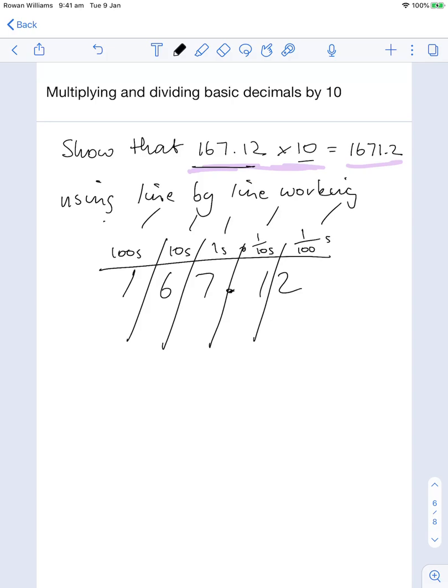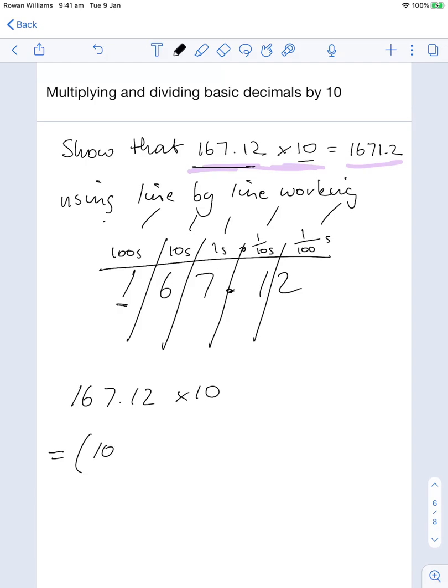So the way that I would set this out to show line by line working is, first up, I'm going to break everything up into its columns. So rather than write my number all together, I'm going to write this as 167.12 times 10. So I write my first line. My second line will be, I'm going to break it up. I'm going to put brackets here.